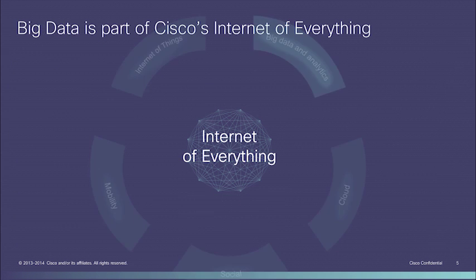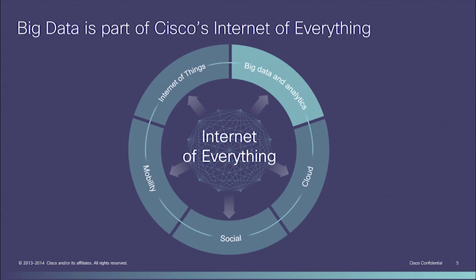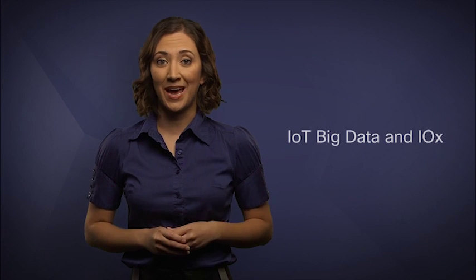The Internet of Everything is the networked connection of people, process, data, and things. By combining these components, network connections become more relevant and valuable than ever before. The value to the business, however, does not come through connections alone. It involves collecting data from connected devices and analyzing it to provide decision makers with greater insight about their world and the people around them. So let's talk about IoT Big Data and IOX.